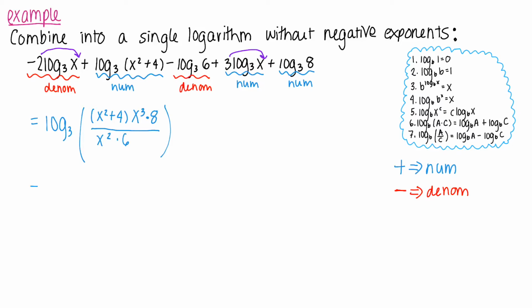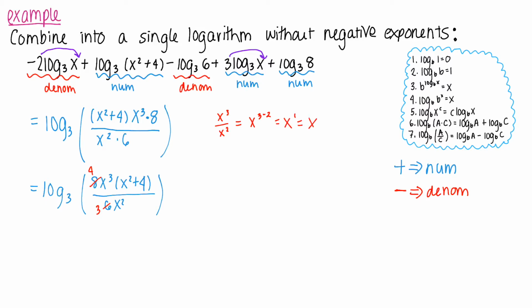Let's go ahead and do that. But it is combined. So I'm going to rewrite this a little nicer. So 8x cubed times x squared plus 4 all over 6x squared. The top and the bottom are both divisible by 2. So this would become a 4. This would become a 3. And then x cubed over x squared, that's going to be x to the 3 minus 2, which is just x to the positive 1, which is x. So it ends up simplifying so that this x cancels that exponent out.